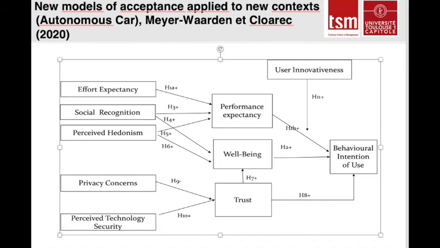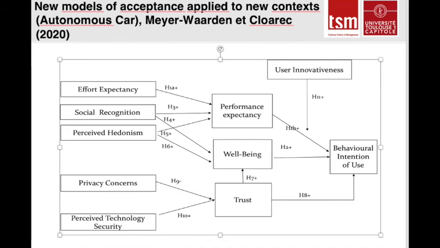On the other hand, you can see that privacy concerns have a negative impact on trust. So the more the car collects and manages data, the lower will be the trust. And the higher the perceived technology security, that is, that the car does not harm the health of the user, the higher will be the trust. This is important, as everybody knows about the car accident with the autonomous cars, where a driver died. So perceived technology security increases trust into the technology, which in turn impacts positively well-being, but also behavioral intention to use.